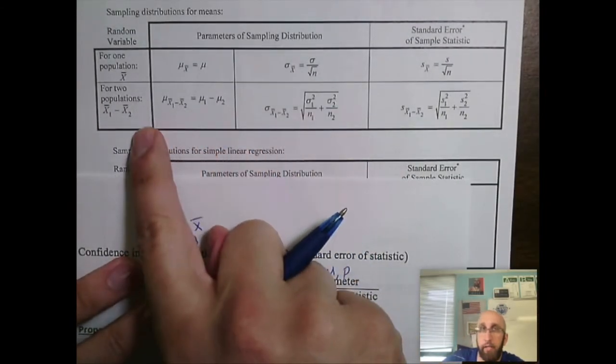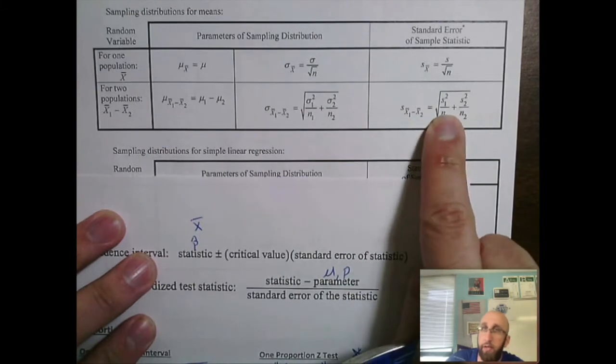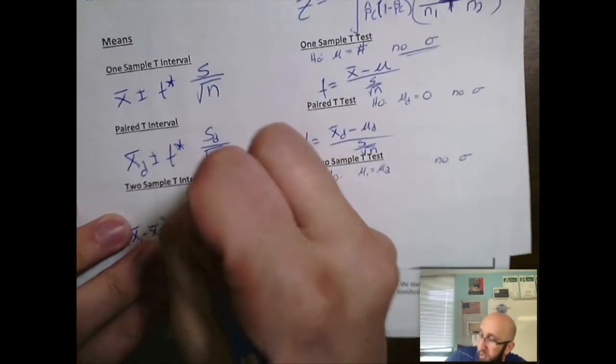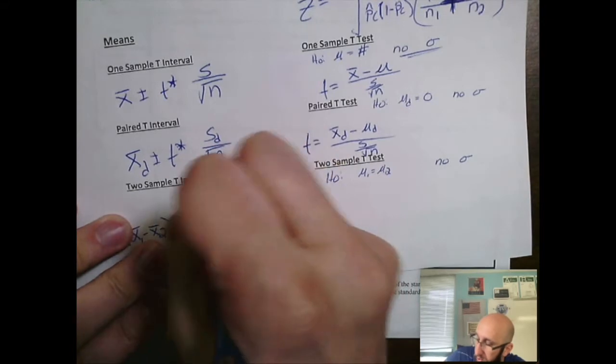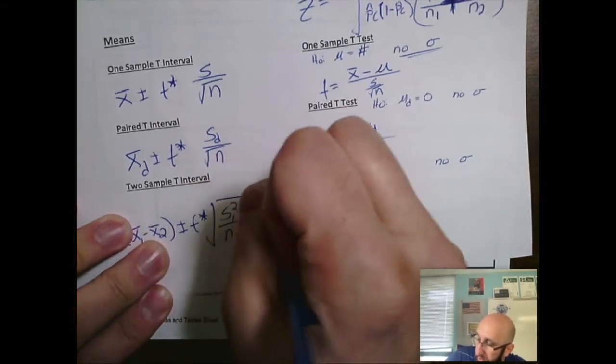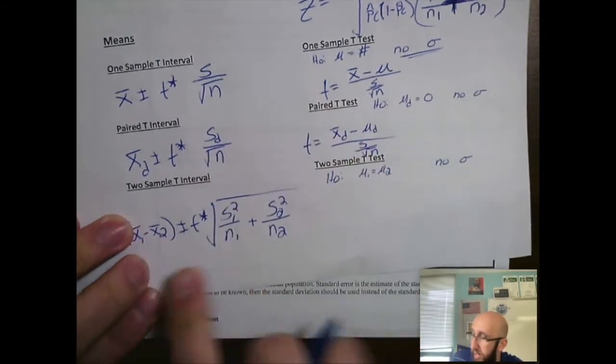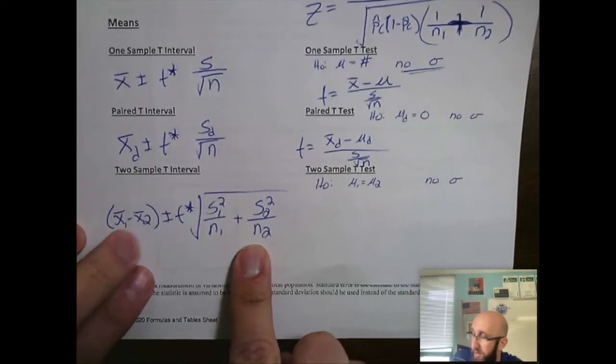Then you need your standard error statistic. Check your formula sheet. If we're talking about 2 populations, your standard error is this: the square root of s1 squared divided by n1 plus s2 squared divided by n2. That's your 2 sample t interval.